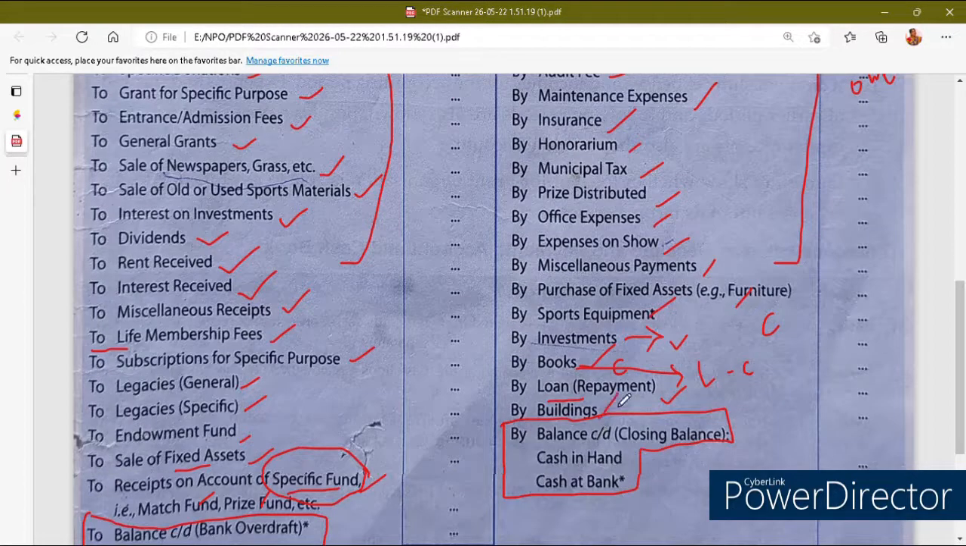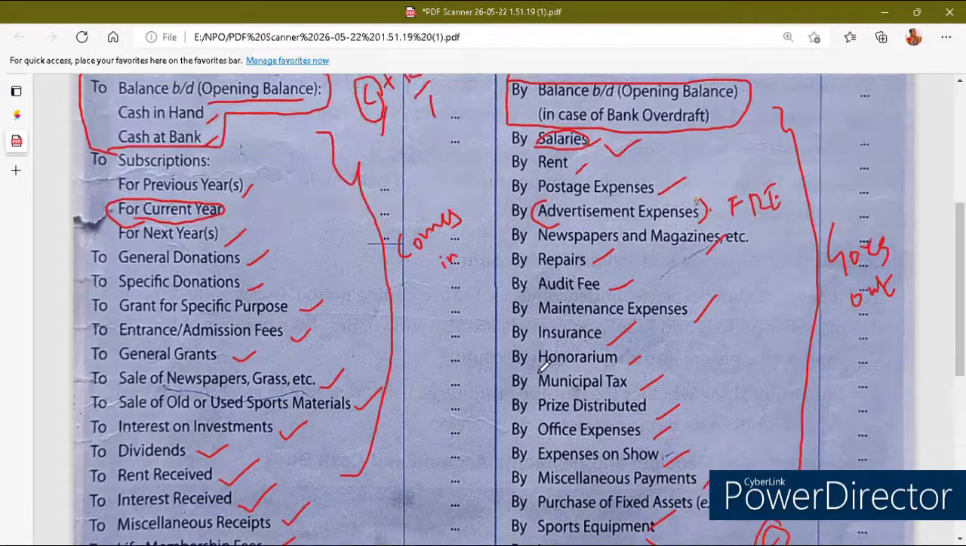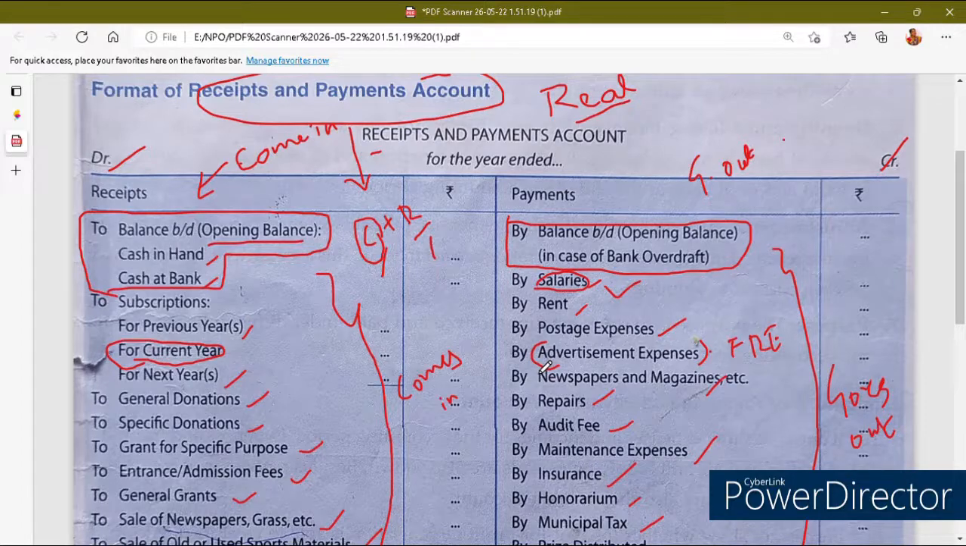So purchasing building even, as I told you already, purchasing of building is also considered as capital nature. So all capital and revenue natures will be taken into this account. So this is the clear-cut format of receipts and payments account. You already know it, I think so.